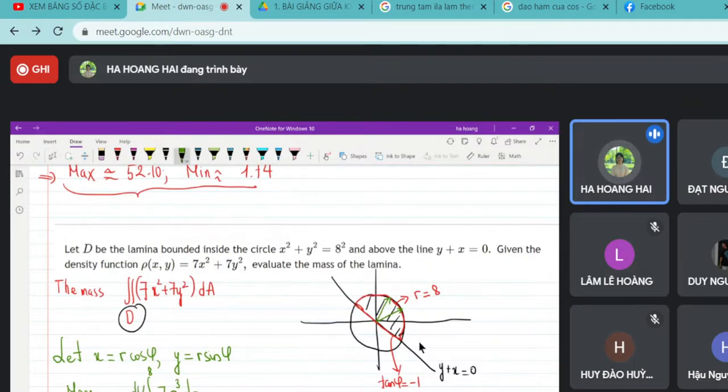And about phi, you can see that tangent phi minus 1 gives us this angle. We have to find the angle with minus 3 over 4 and 2, so phi goes from pi over 4 to 3 pi over 4. Okay.